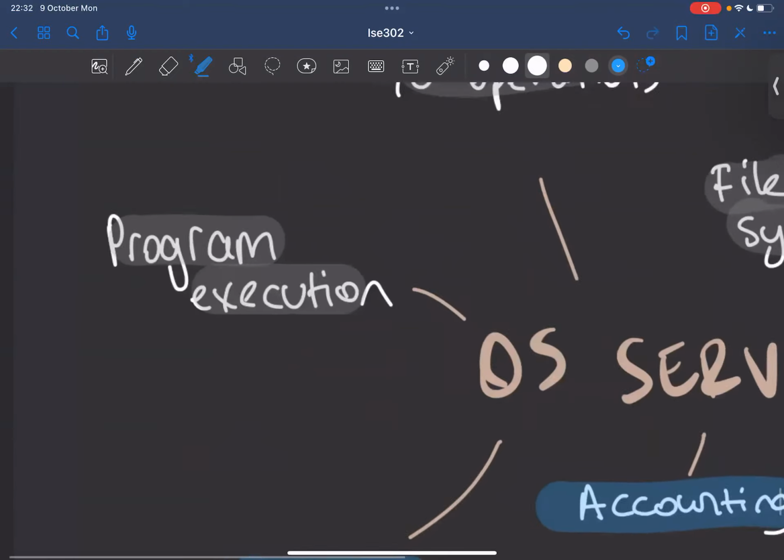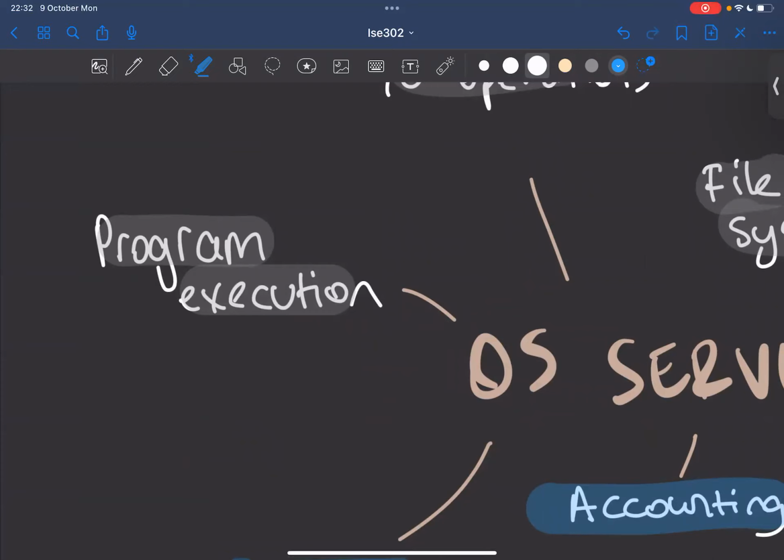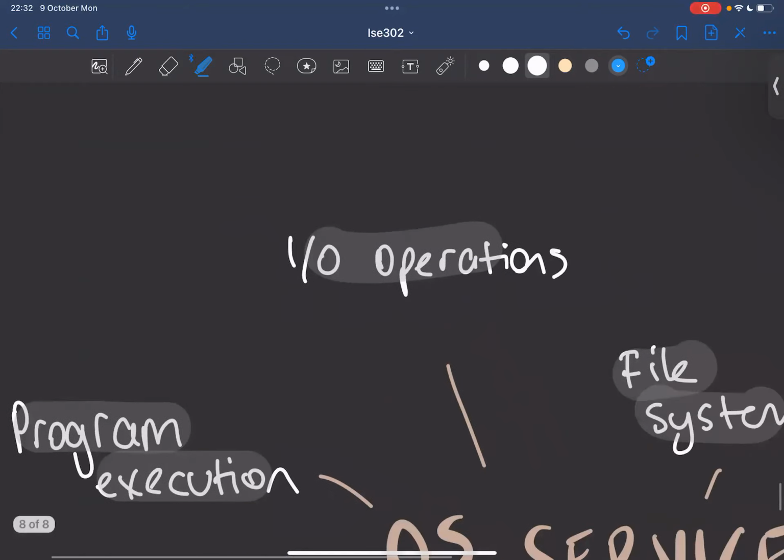So let's look at program execution. The operating system can load programs into memory, run them, and stop them when they are done. Also, user programs can't directly execute input-output operations, but the operating system provides some means to perform input-output. It can involve reading from or writing to files or devices.